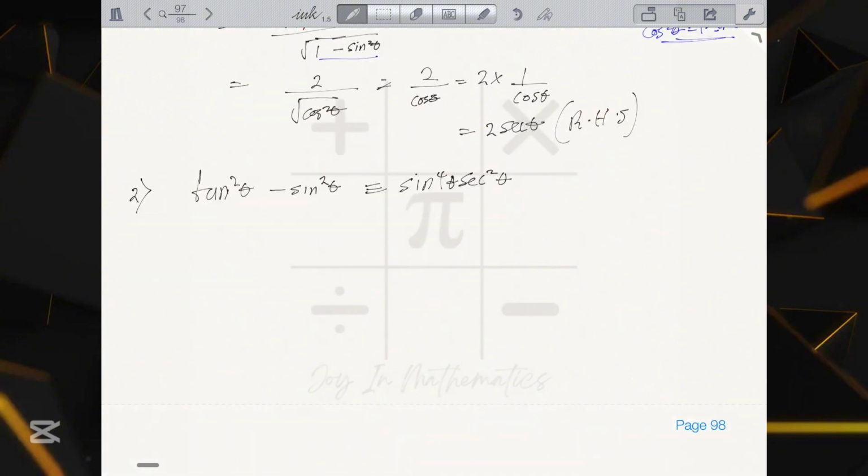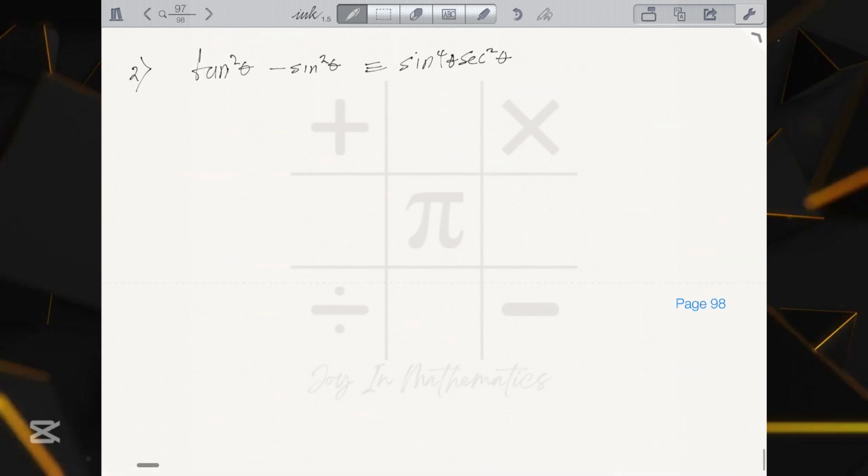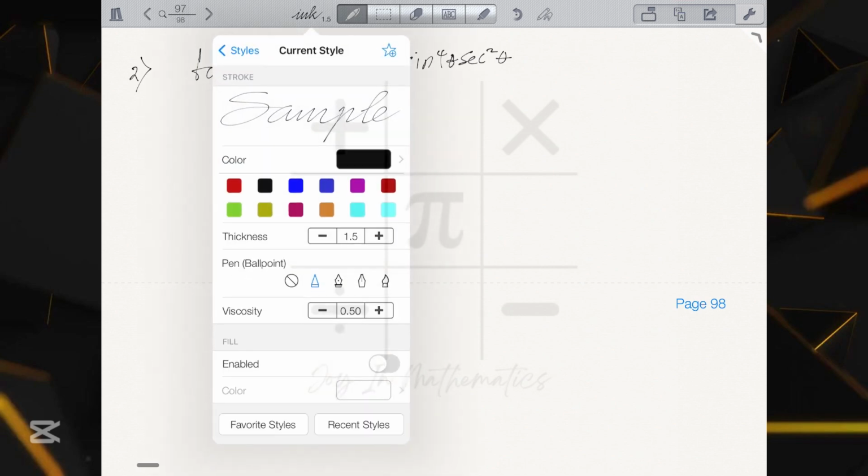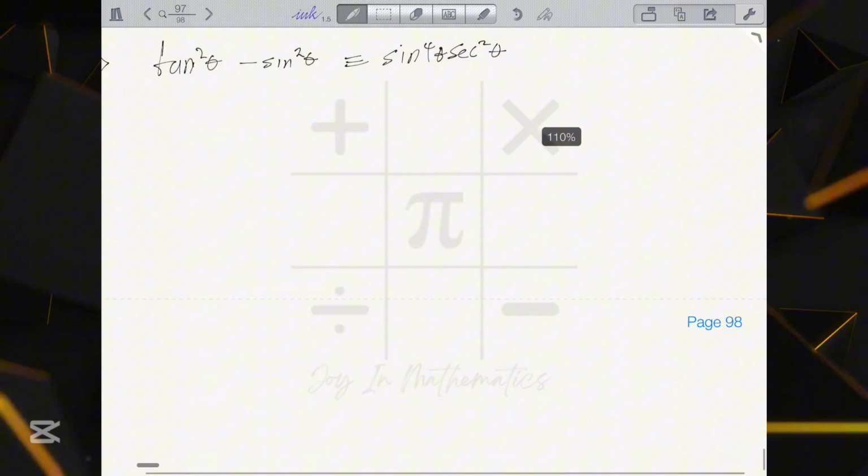Now tan squared theta minus sine squared theta is equivalent to sine raised to the power 4 theta sec squared theta. As usual, we'll go from the left hand side to the right hand side. Now let's write the expressions of tan theta and sec squared theta so that we will not make mistakes.